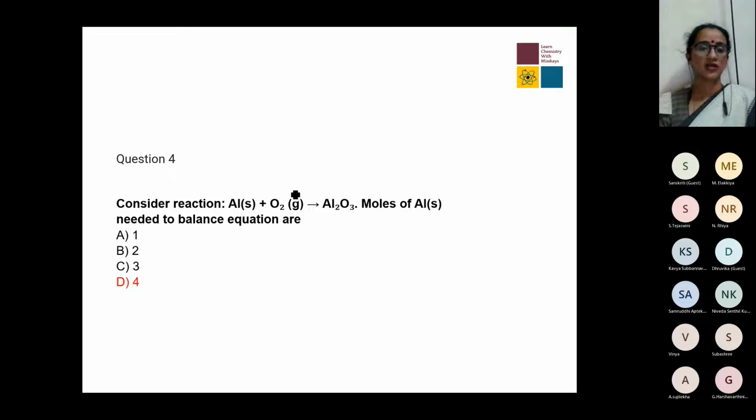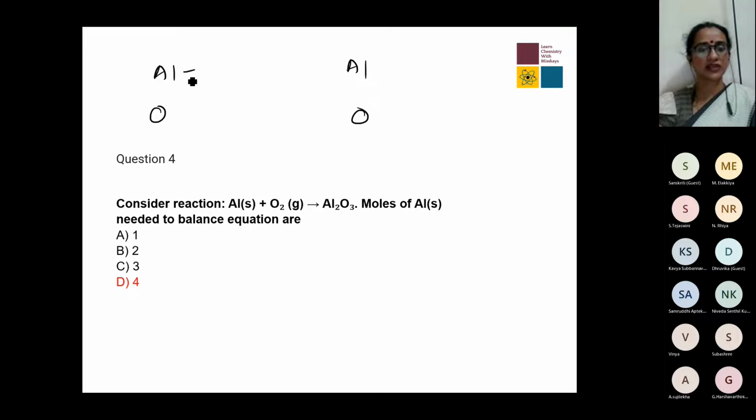Next question. Simple balancing. In case you're not familiar with balancing, let me walk you through it very quickly. When you're trying to balance, you're trying to make sure that the number of atoms on the left-hand side is equal to the number of atoms on the right-hand side. So you can split this into the elements present on the left-hand side and the elements present on the right-hand side.